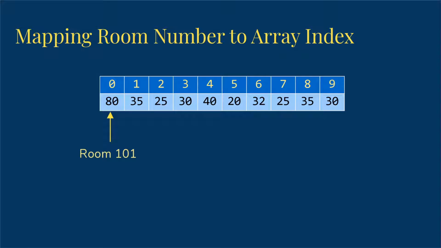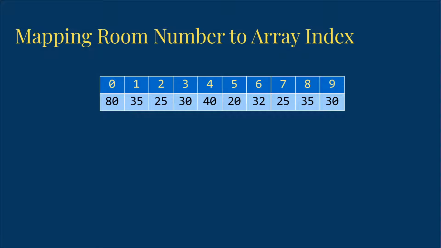So in the first spot in the array, index 0, we'll have the chair count for room 101, which is our big classroom. Then room 102 will be in index 1, room 103 in index 2, room 104 in index 3, and so on until we get to room 110 in index 9.